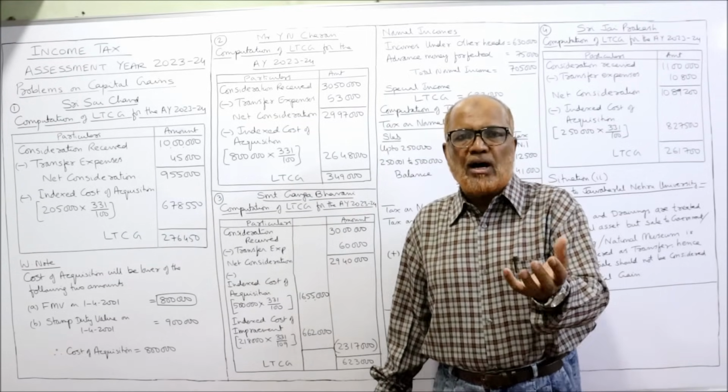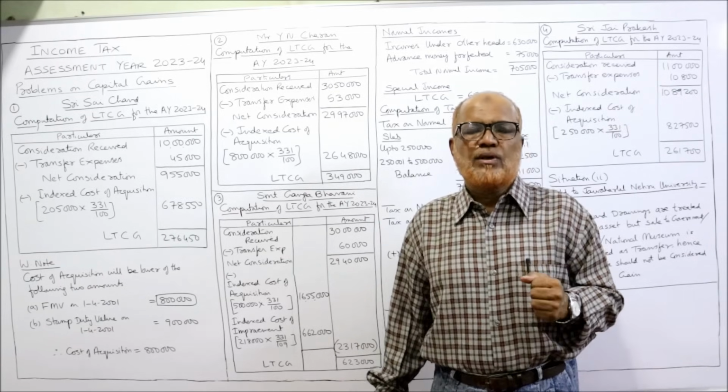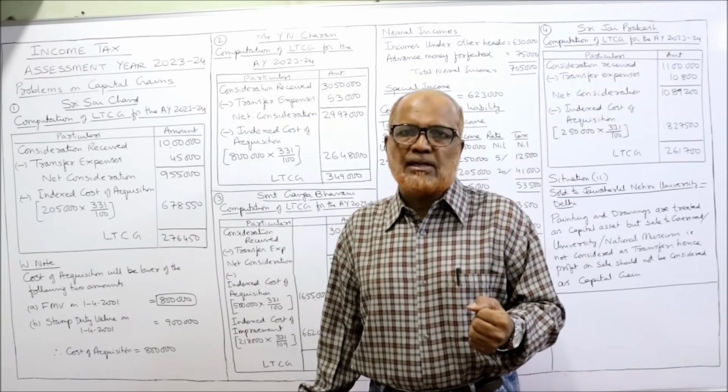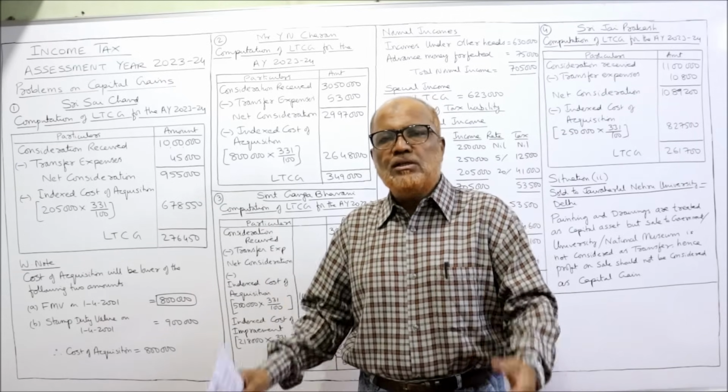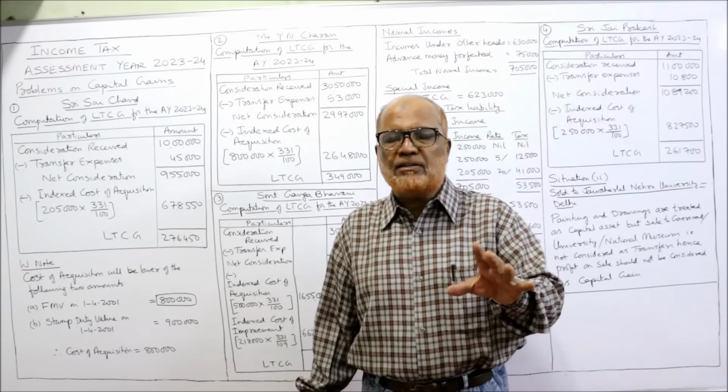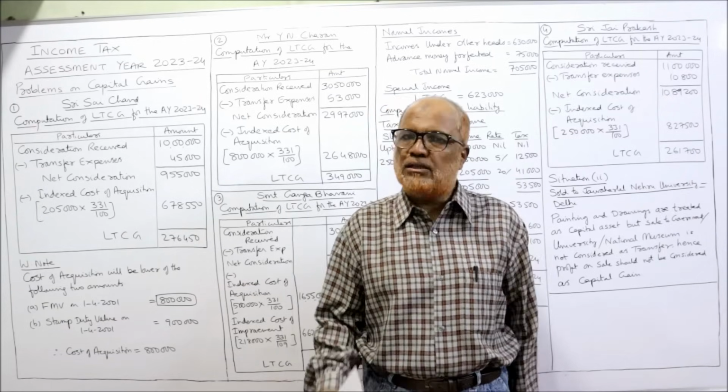What will happen when advance money is forfeited? What is called deemed capital asset? Like this, all special modes of transfer. All these things I have already explained. Be perfect on the theory, then you can start the problems.